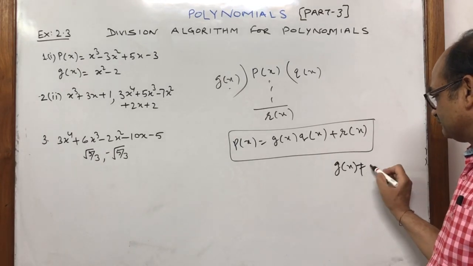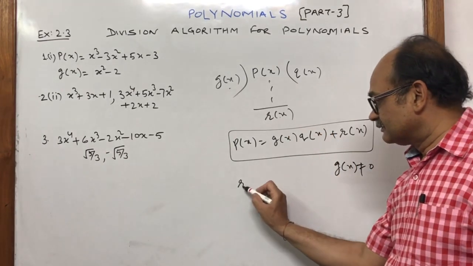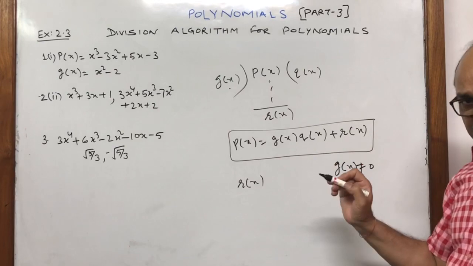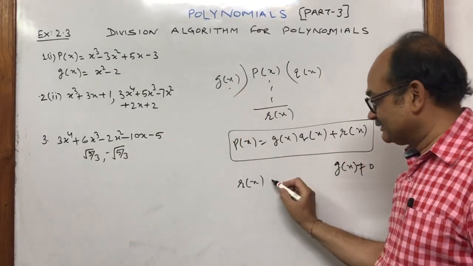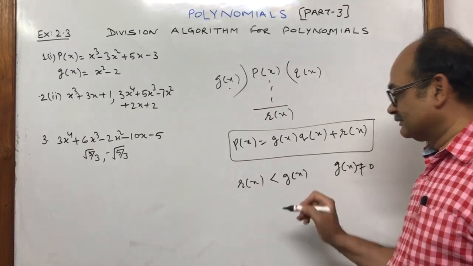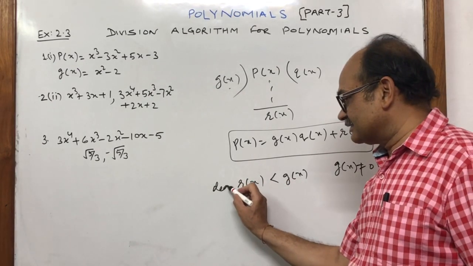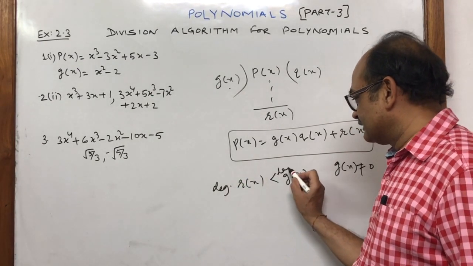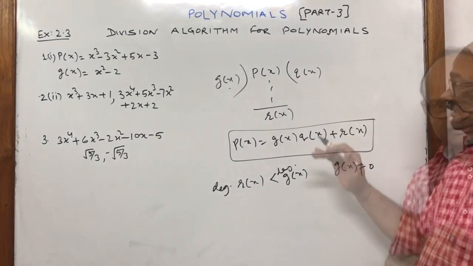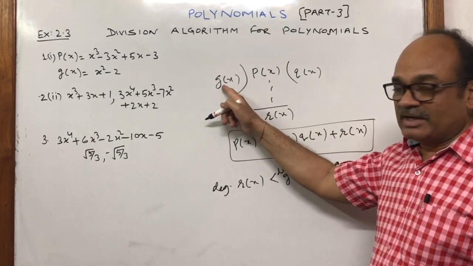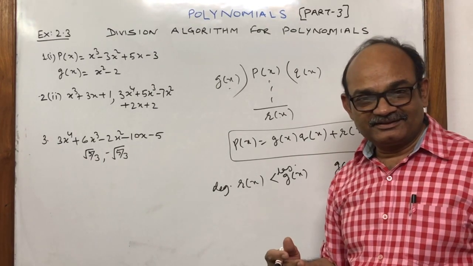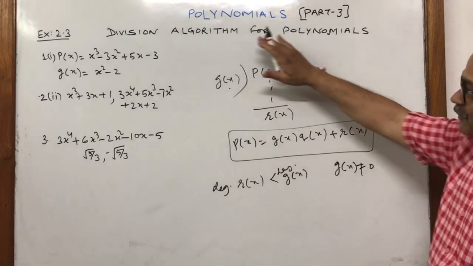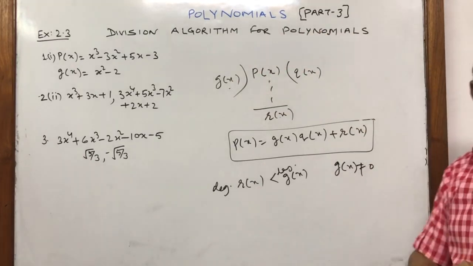First thing, the degree of the remainder is always less than the degree of Gx. Degree of Rx is less than degree of Gx. It's not like that here it is x square and we are getting x cube. No, it means we have to divide once again. This simple thing is known as division algorithm for polynomials.